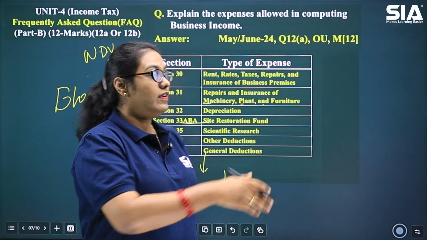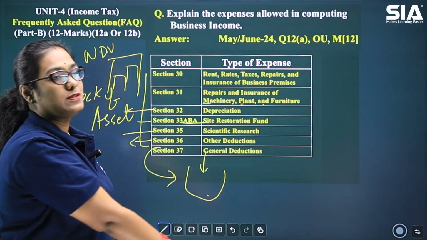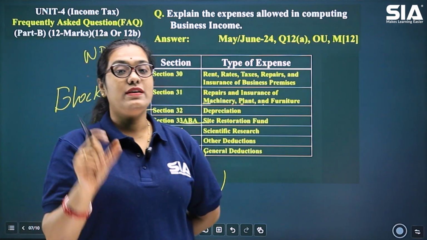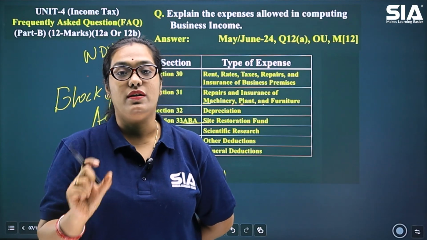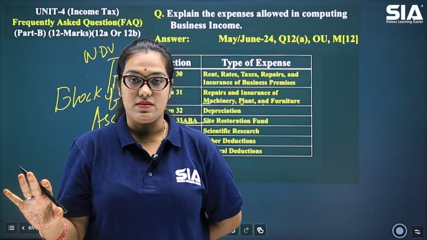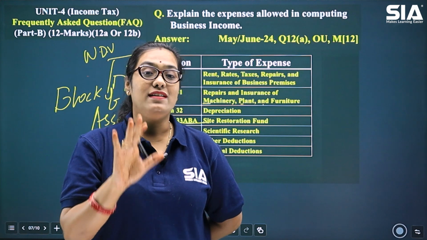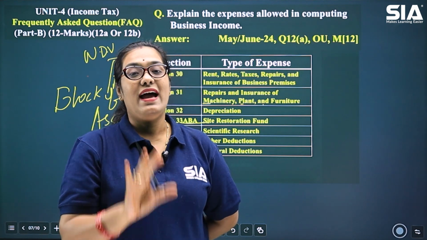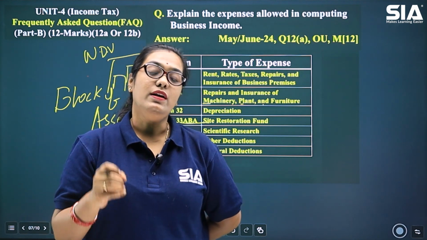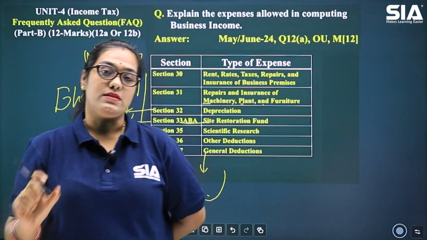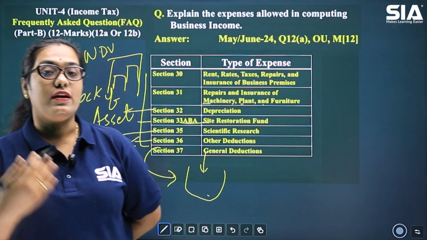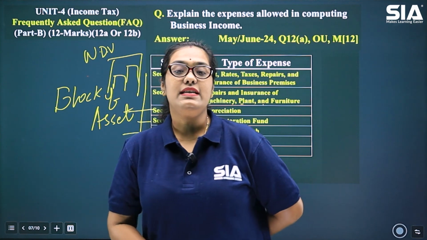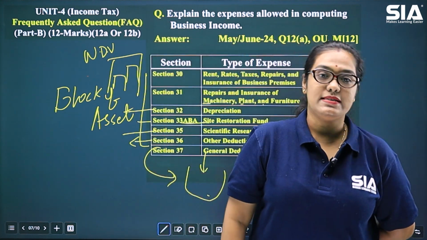And again, when we are talking about all of these expenses, we are talking of these expenses which are revenue in nature. These are not capital expenses. Okay, so all of these deductions will be allowed as deductions when we are computing total income from the business. Okay, I hope you have understood all of these sections. Let's see how we write this answer when asked in the exam.